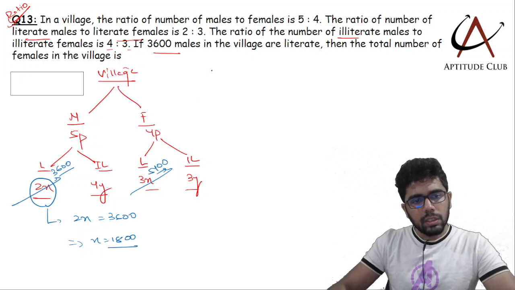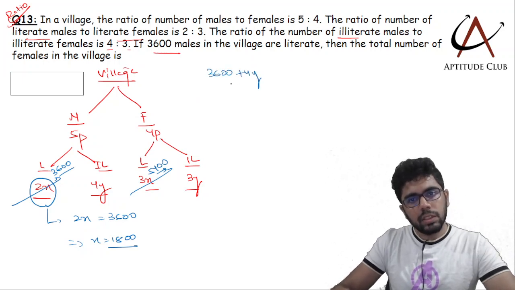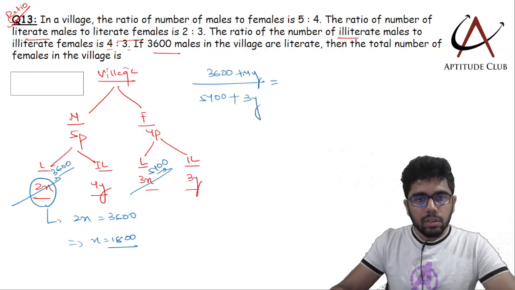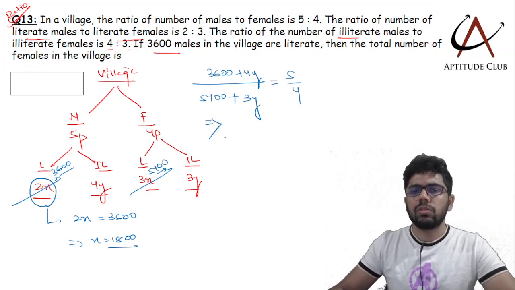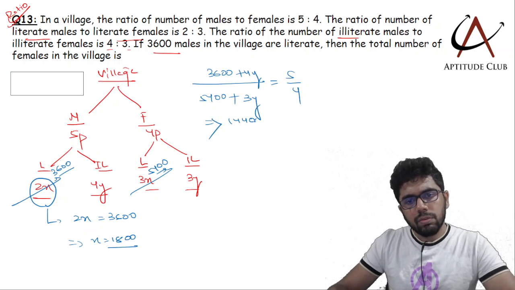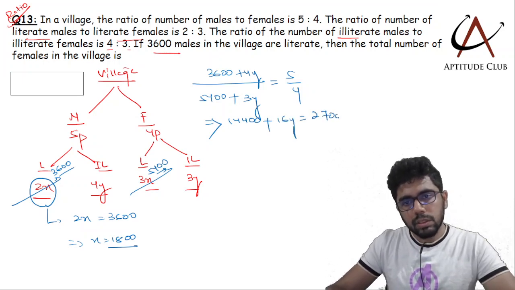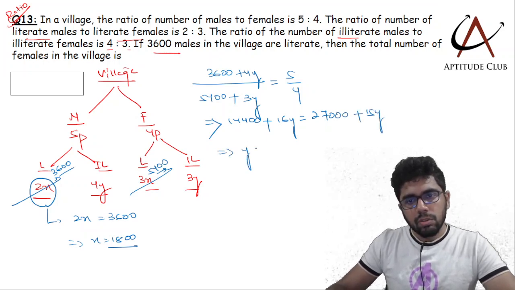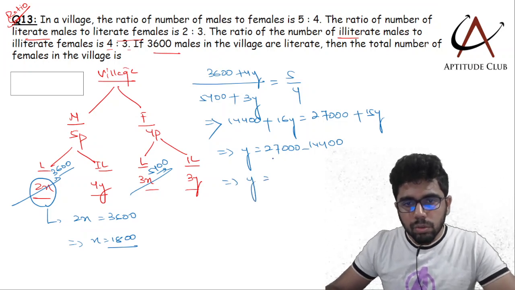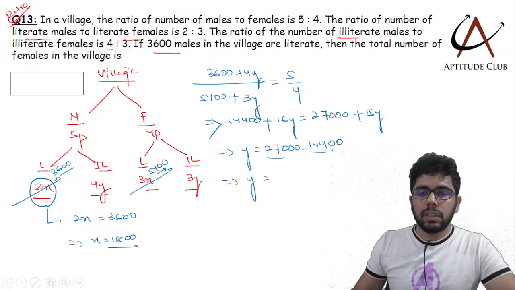तो अभी रेशियो आ जाएगा 3600 plus 4y. This is the total number of males. 5400 plus 3y, total number of females, and total male to total female ratio is 5:4. बस क्रॉस मल्टीप्लाई करके सॉल्व कर लो, y आ जाएगा. तो 14400 plus 16y is equal to 24 into 5 2700 plus 15y. So you get y as 27,000 minus 14400. So 270 minus 140 is basically 130.